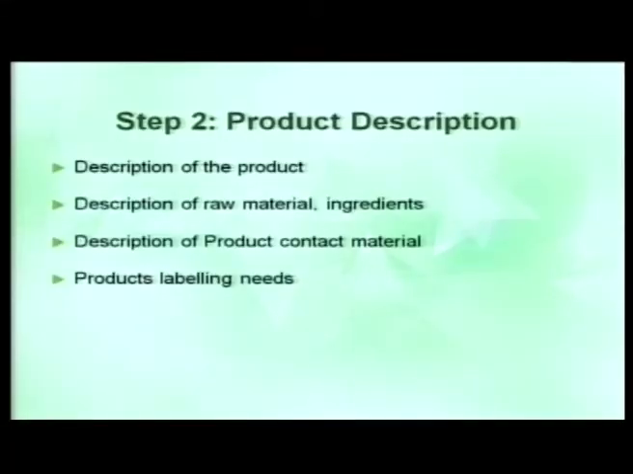Step 2 is the product description. That means you need to describe your product. The product description includes your raw materials and ingredients, it includes your product contact materials, and also the product description should clearly mention the product labeling needs.